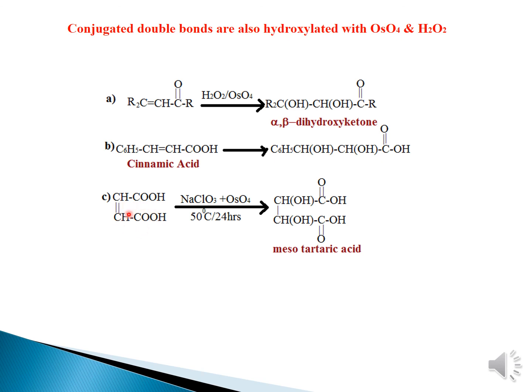Then moving on to the third reaction, if you take this acid and treat it with sodium chlorate, and then with osmium tetroxide at 50 degrees Celsius, maintaining it for one day, 24 hours, you end up with meso-tartaric acid as the product.